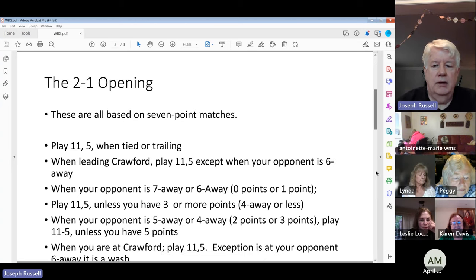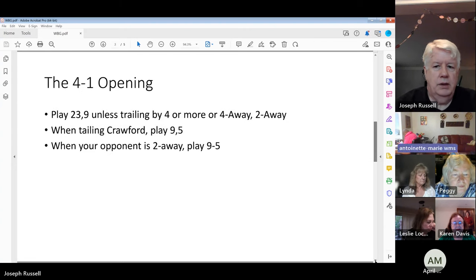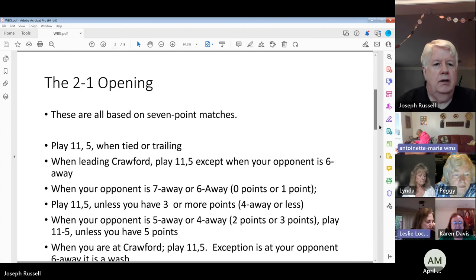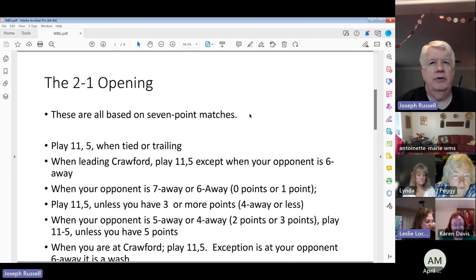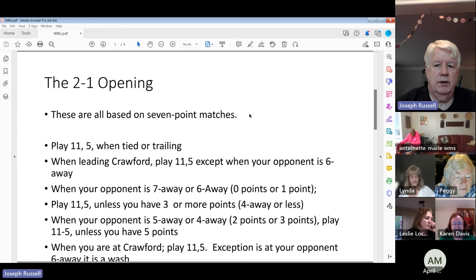So let me scroll down. The first one is the 2-1 opening. Now, these are all based on 7-point matches, because most matches will come down to being a 7-point match, even if they're longer matches. And if the score is too far out of whack, then it doesn't really make that much difference anyway. Basically, the tenet is you want to be aggressive when you're behind and be somewhat conservative when you're ahead, but not overdo it. A lot of people tend to overdo being too conservative when they're ahead.